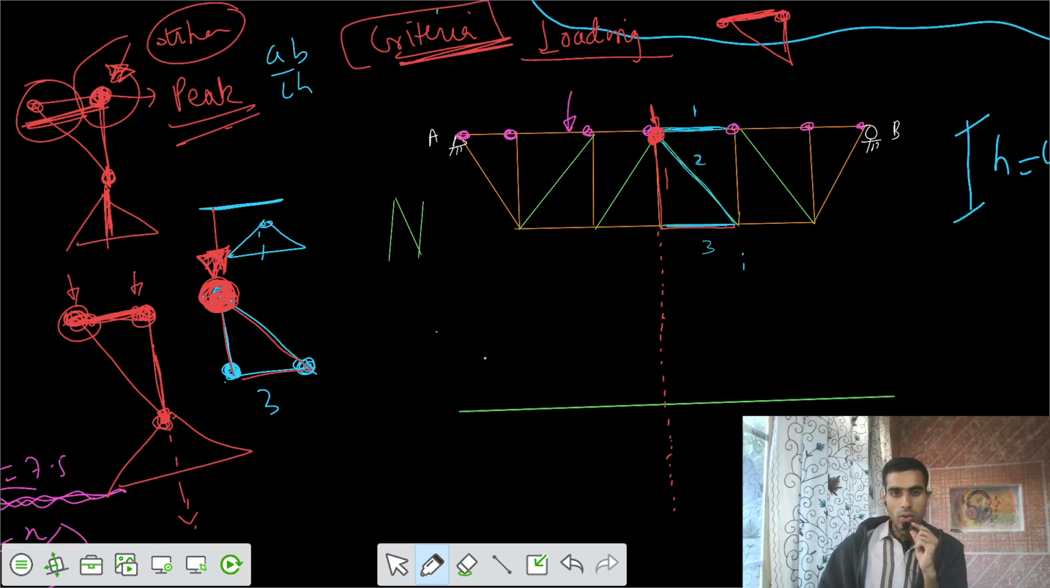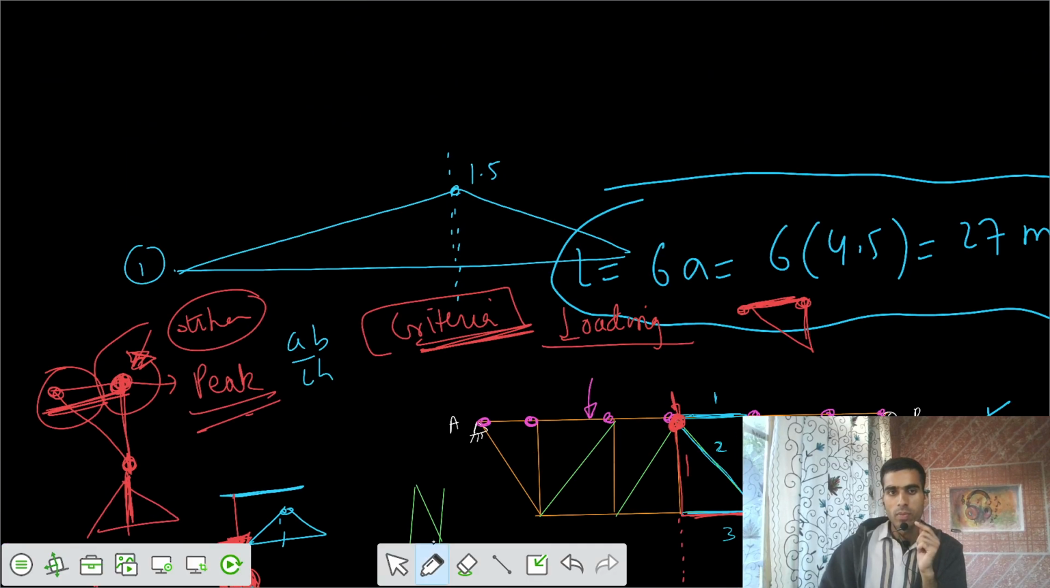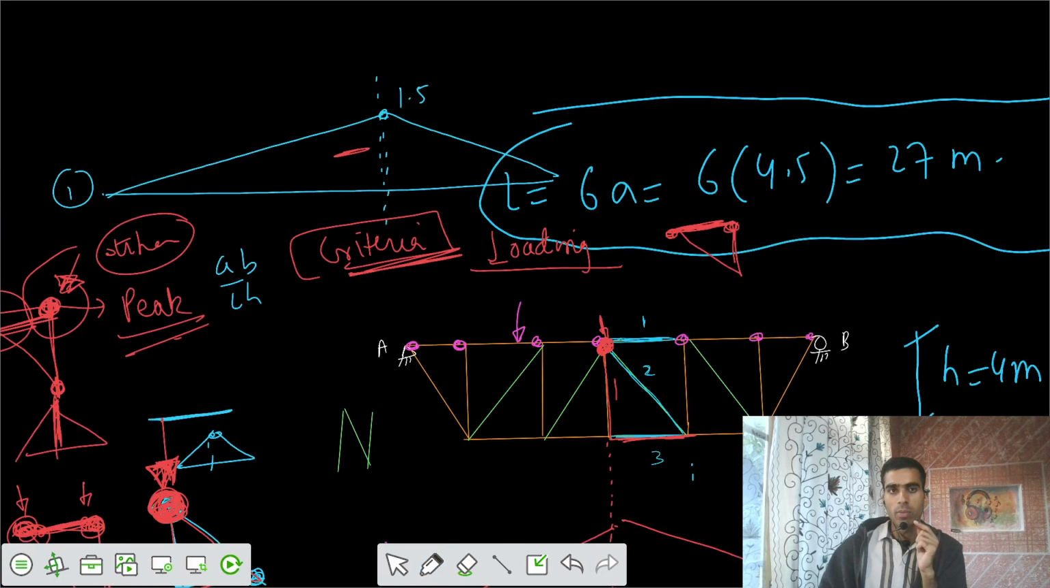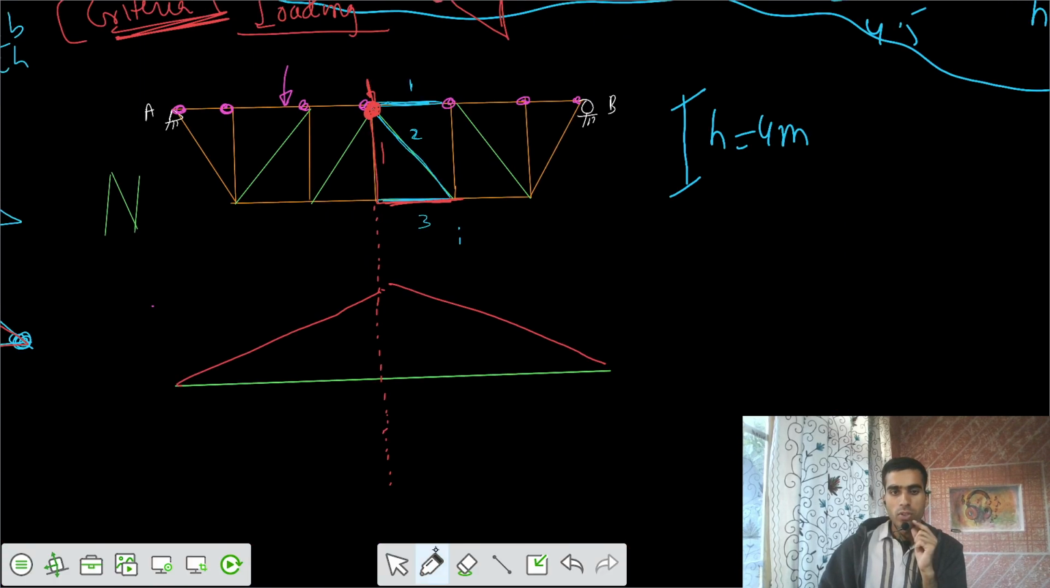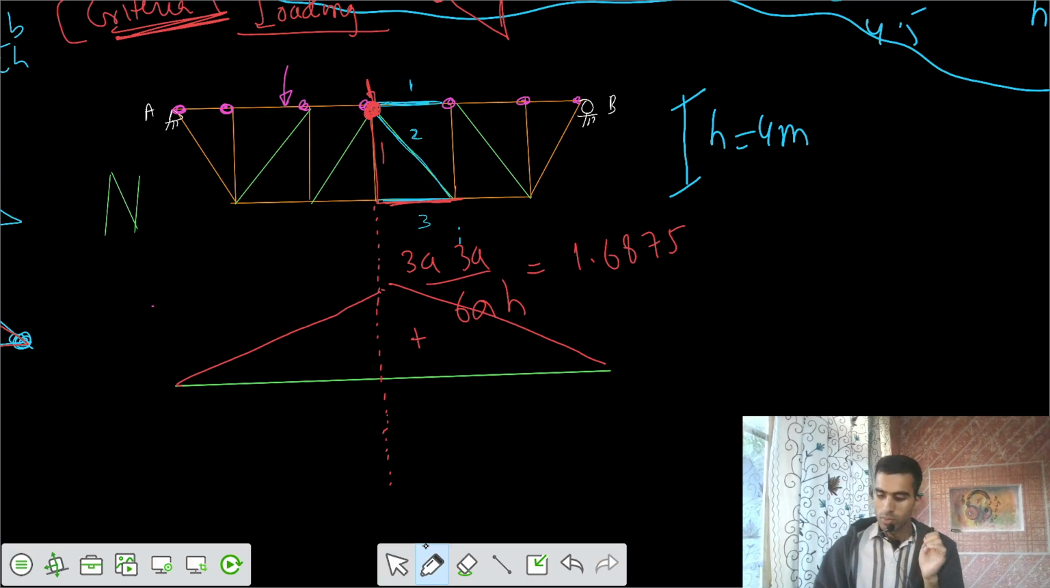Okay. Now the diagram for the bottom chord members is positive, and for the top chord members, the diagram was negative. And because of the symmetry, your A and B are the same, that's 3a divided by 6ah, and that value you can solve, it equals 1.6875.